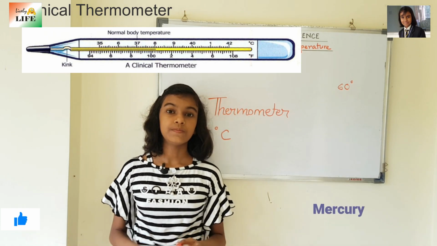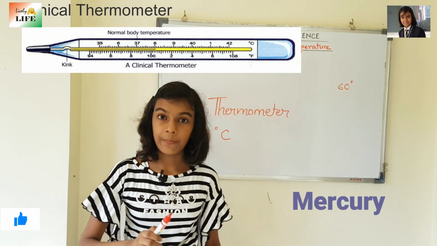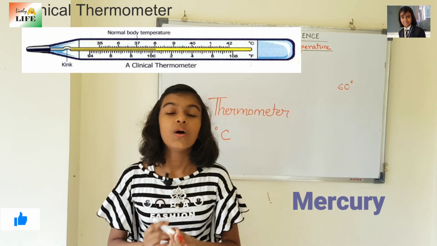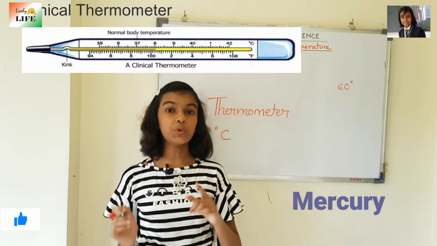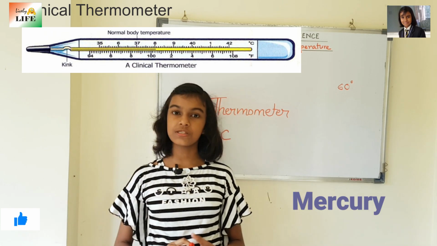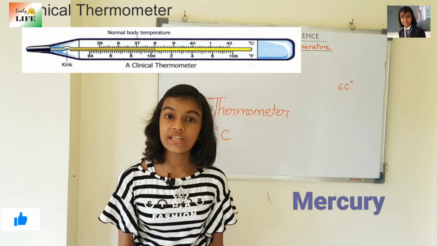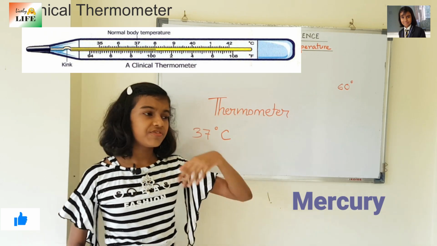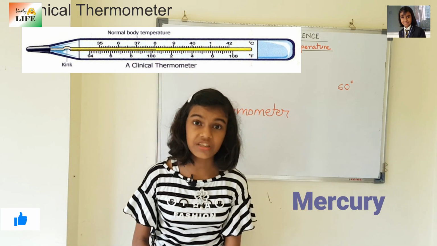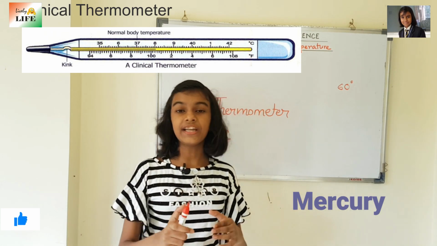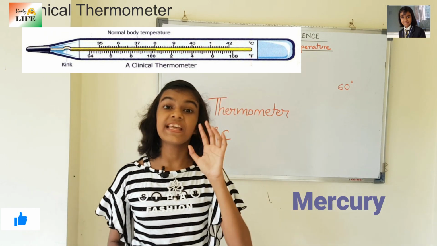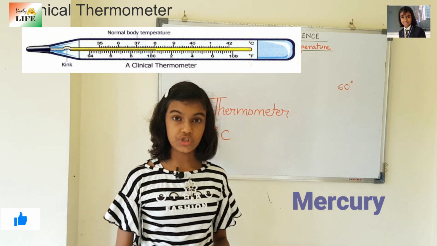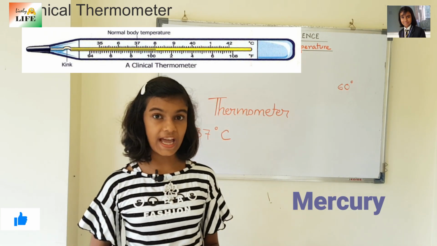What is mercury? Mercury is a metal, and mercury is the only metal which is liquid at room temperature. This is a very important point. If you take any other metal, like iron, they are solid at room temperature. But mercury is an exceptional case. It is the only metal which is liquid at room temperature.